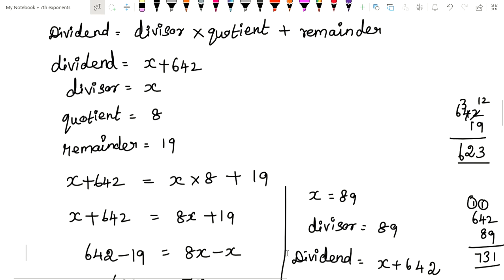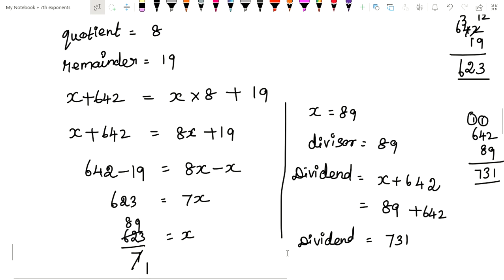So x plus 642 equals x into 8, what will you get? 8x plus 90. So 642 minus 90 equals 8x minus x, because the additions will change to subtraction on the other side. Listen children, listen carefully. 642 minus 90, what will you get, children? 552 equals 7x. Now x equals 623 by 7, what are you getting? 89. So this is the x value.